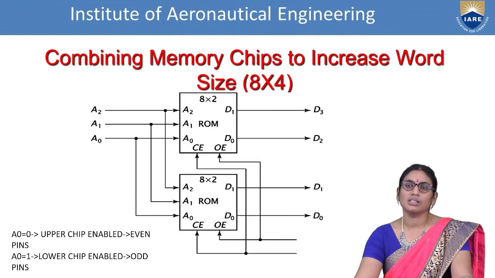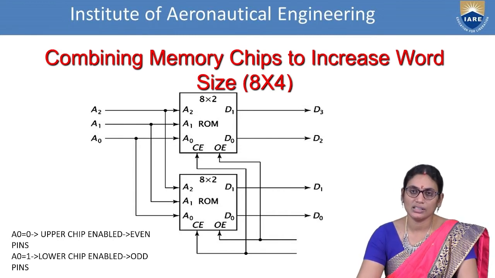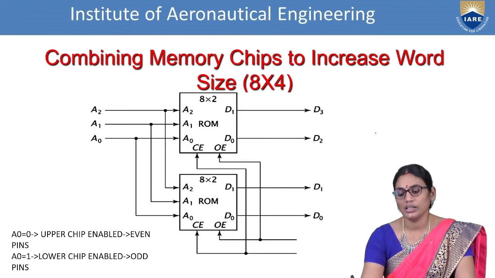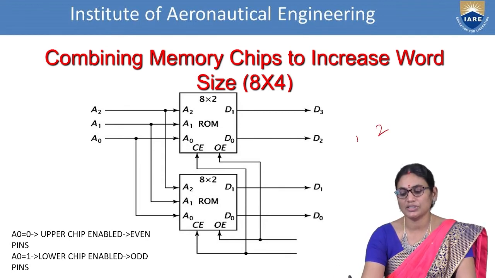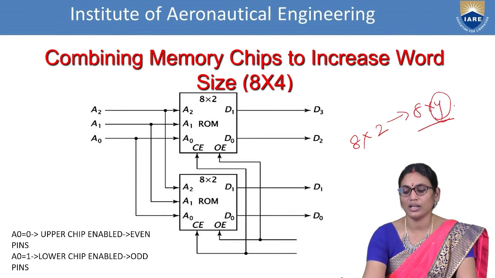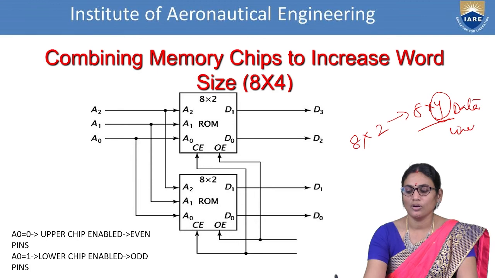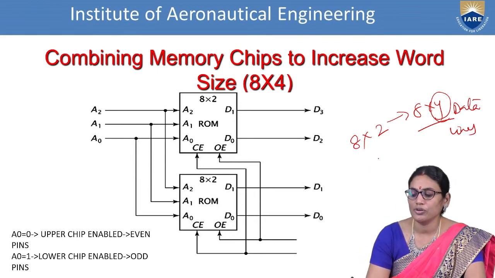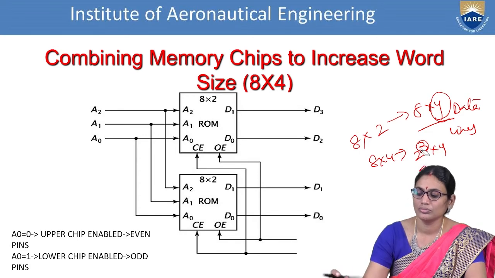Now if I want to increase the data size, in the previous case it was an 8 by 2 ROM. Now if I go for an 8 by 4 ROM, that means 4 data lines are available. In this case, how to enable? For an 8 by 4 combination, what is the case? 2 power 3 into 4, that means 3 address lines and 4 data lines.